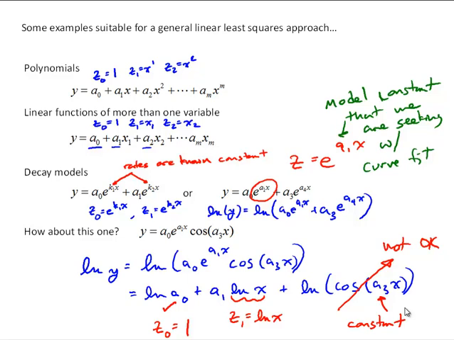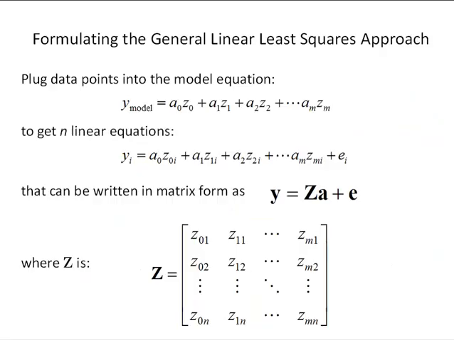So now that we've talked about how to find out if a model is suitable, let's look at how we implement the general linear least squares approach. So the first thing that we do is actually just plug the data points into the model equation. So if here's our general model equation, y model is equal to our linear combination of basis functions, we can get n linear combinations, and again, n is our number of data points that we're using for our curve fit, simply by plugging in the data points into this model. So we'll get yi equals a0 z0 plus, and this z would be the basis function evaluated at the data point xi, and same with the rest of these basis functions.